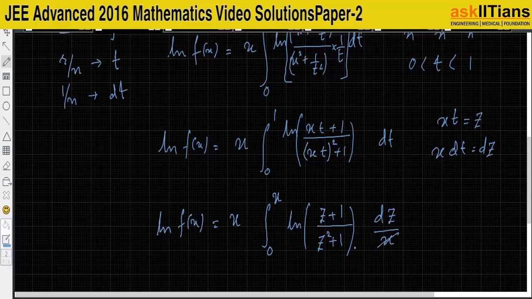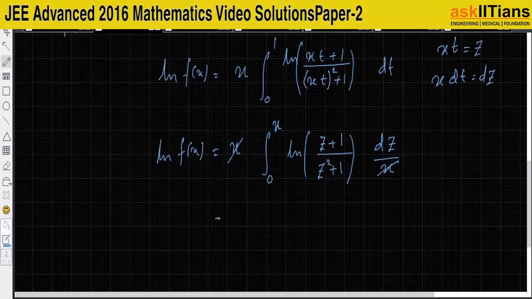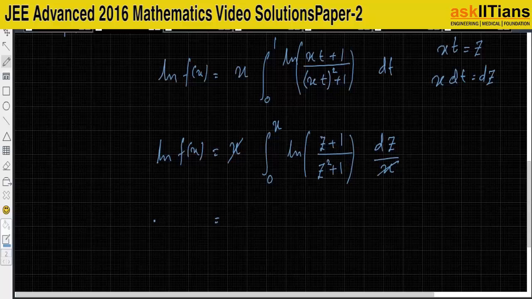Okay, so this x and this x will get cancelled. Because x is constant, it will go outside. So I just need to integrate this. Now from here I can say that ln f(x) is equal to this quantity, right? ln f(x) is equal to this quantity.